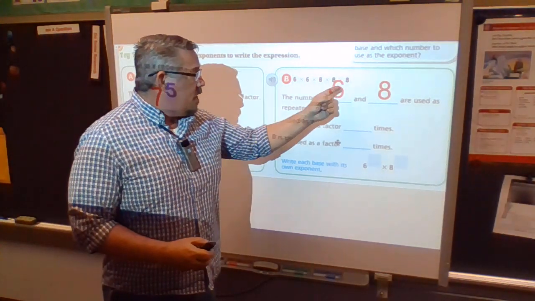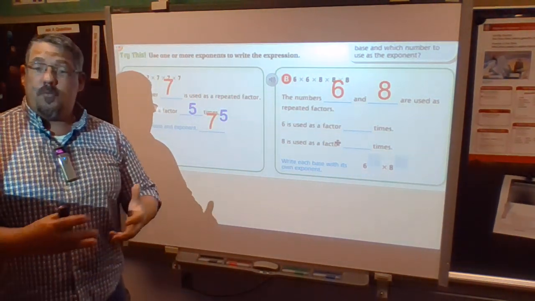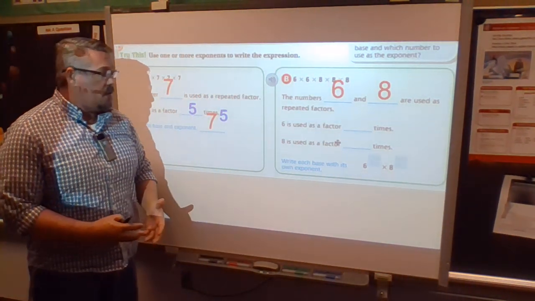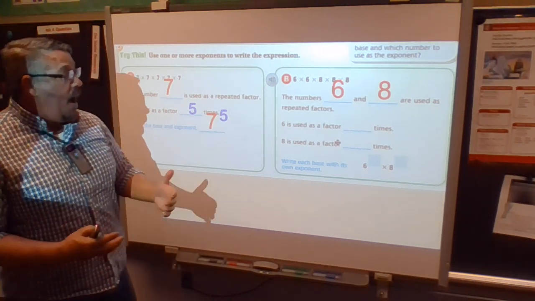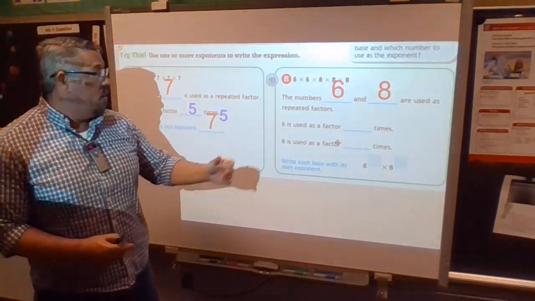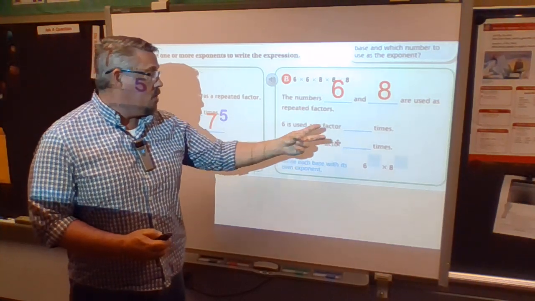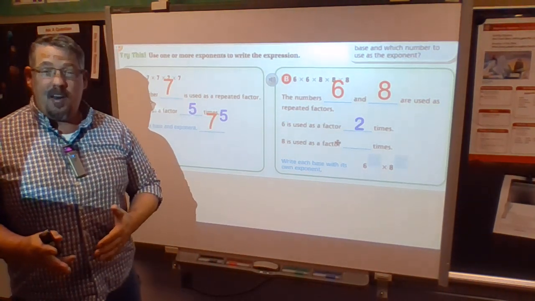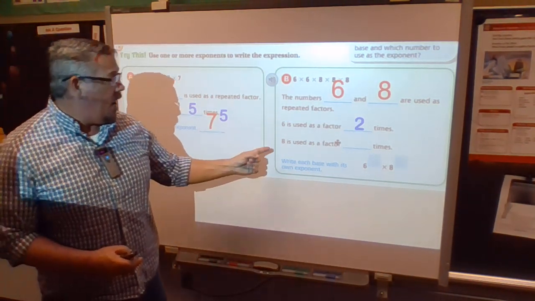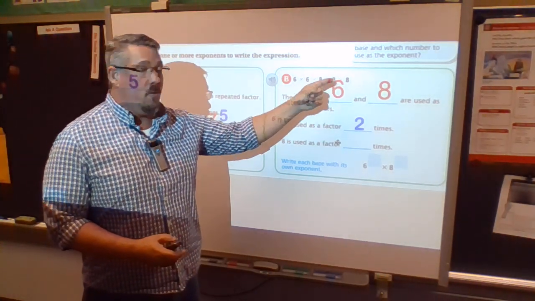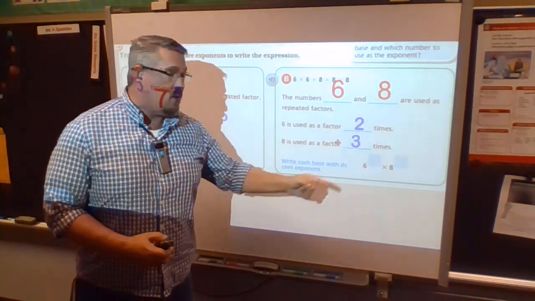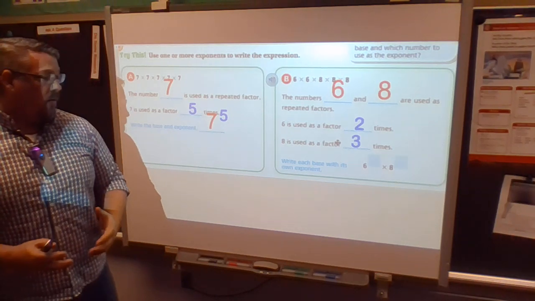I notice that I have a 6 and an 8, so those are my bases for my 2 exponents that are going to make up this expression. I see how many times the 6 is repeated. Well, there's 1, 2 of them, so 2 times. That's going to be an exponent there. And then how many times is the 8 repeated? 1, 2, 3. So that's going to be an exponent of 3.